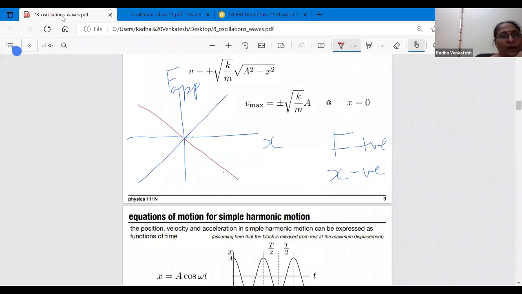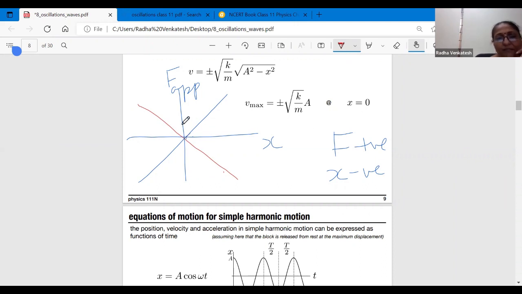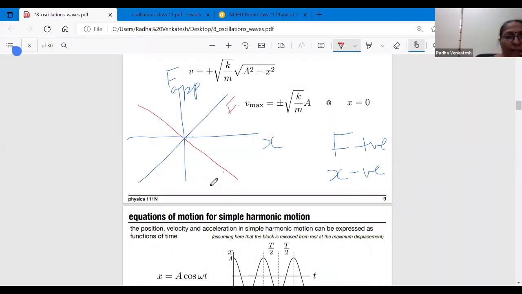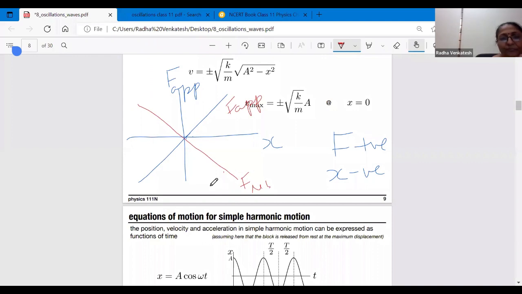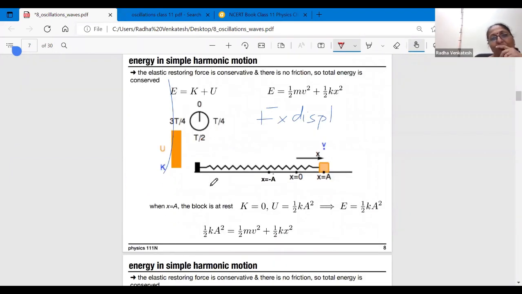Got it? Why? If F is positive, x is negative, and if F is negative, x is going to be positive. Are we clear with this? See, if F is positive, x will be negative. This is my restoring force. So this blue line will be for F applied, and this red line will be for F restoring. That is one thing: whatever comes to my mind as I'm teaching, I do try to bring it in here. So now coming back to simple harmonic motion, force into displacement.